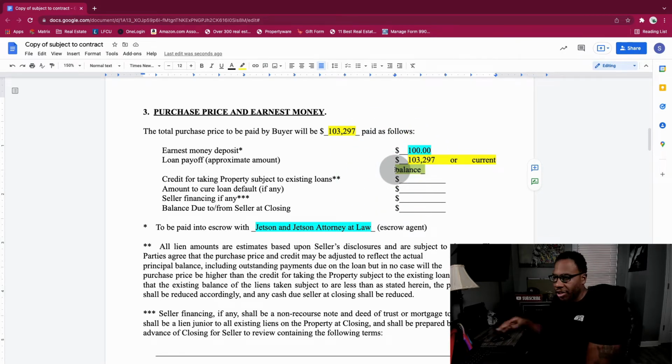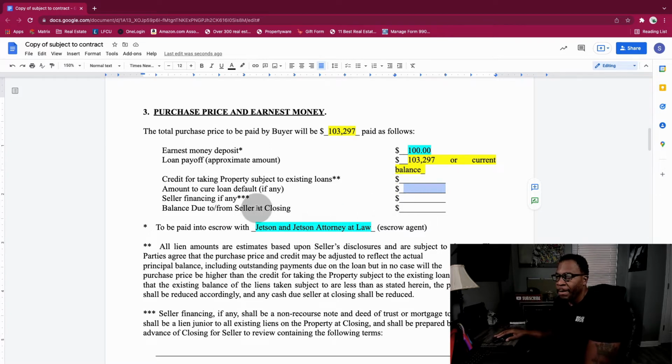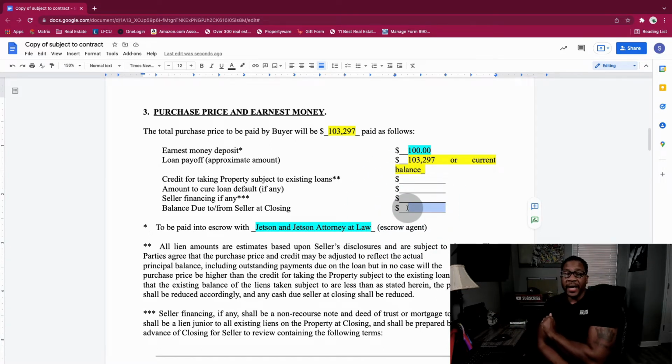Now for my subject to, I didn't have any of these. I didn't have any credit for taking the property subject to. I didn't have an amount to cure the loan default. So if the loan was in default by $10,000, you would put $10,000 there. I didn't have any seller financing, and there was not a balance due to or from the seller at closing. I paid the seller's closing costs, and I would suggest you do the same.